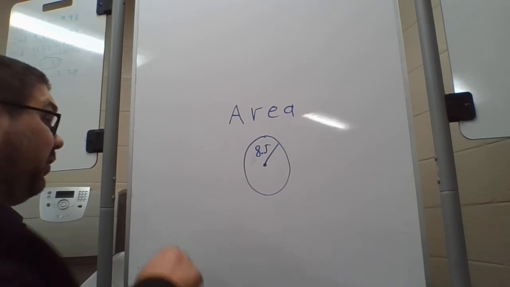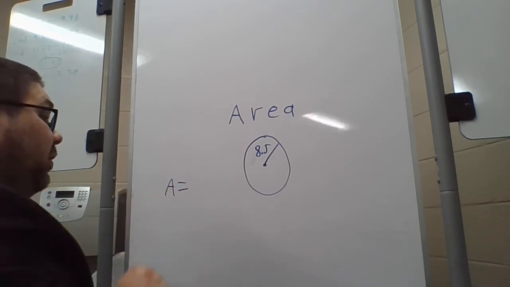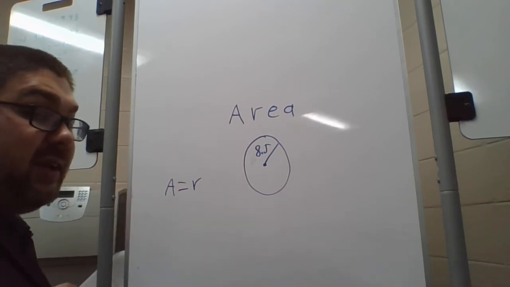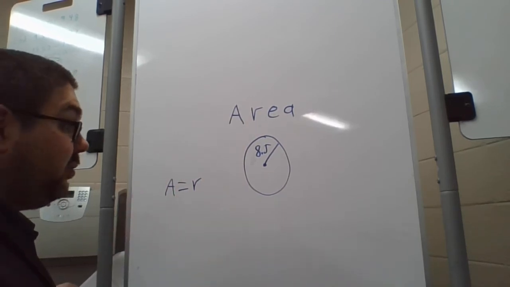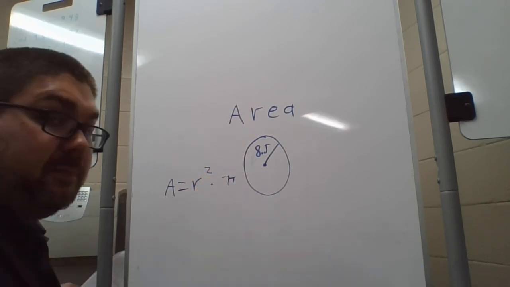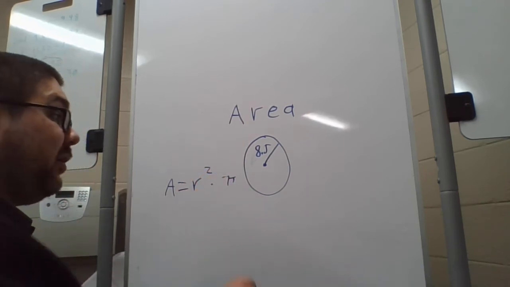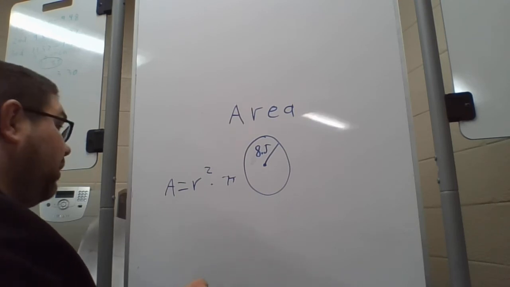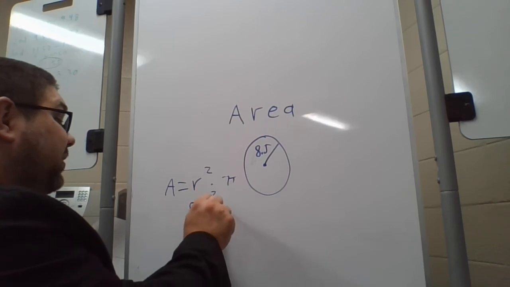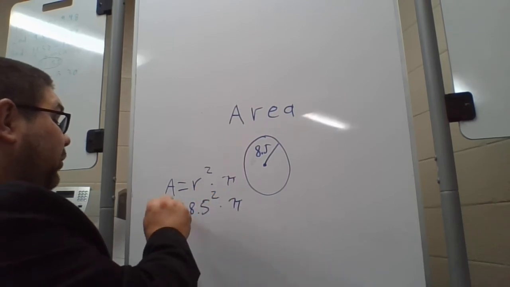This one is different. If we're finding area, this is what we do. We need the radius, not diameter. We can't have the diameter. We need the radius squared times pi. Radius squared times pi. Now, the radius here is 8.5. We square that and multiply by pi.